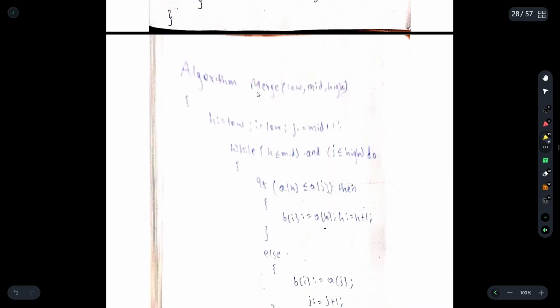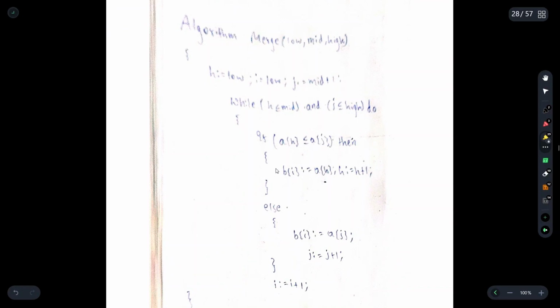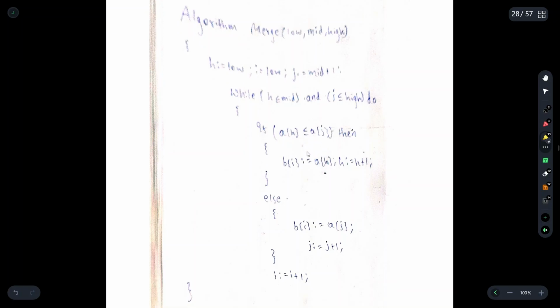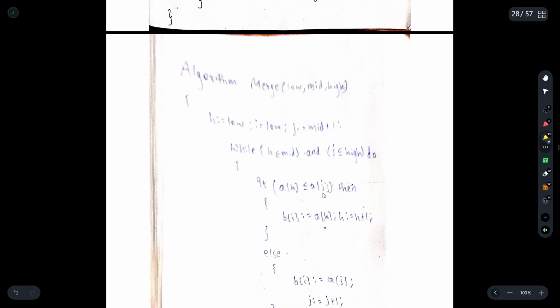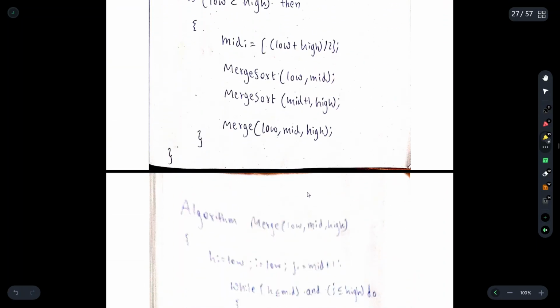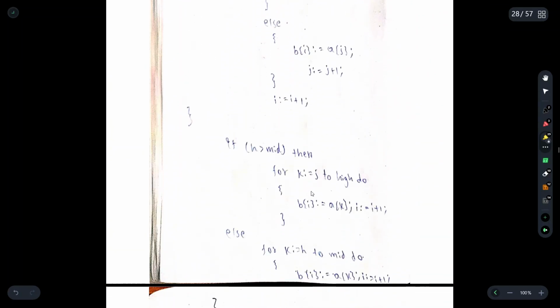So what is merge? Here we can say, while h is less than or equal to mid and i is less than or equal to high, if a of h is less than or equal to a of j, then b of i is equal to a of h. So we are just going to merge the things. Else we will directly write b of i is equal to a of j. So if the value is smaller, then we write it, otherwise we directly write the other one.